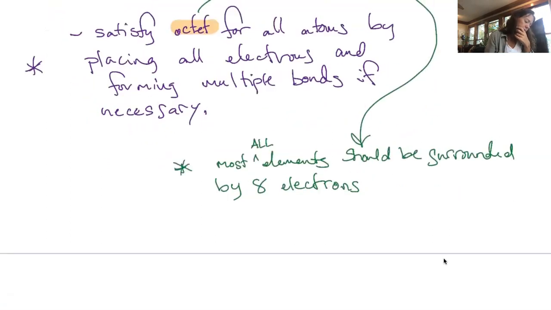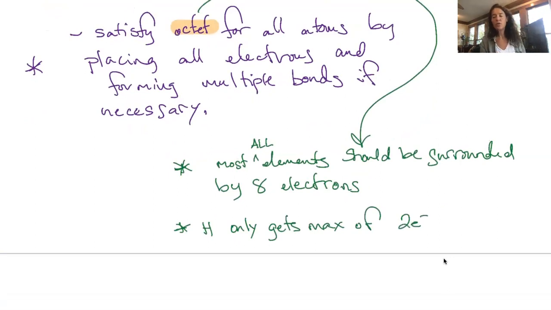However, there are some exceptions to that. H only gets max of 2 electrons. He's too small. He only has that one first energy level to hold electrons. So we can't start piling. So he's never in the center, right? You'll get one line to him. That's it. He's always on the outside. Okay. There are sub-octets.